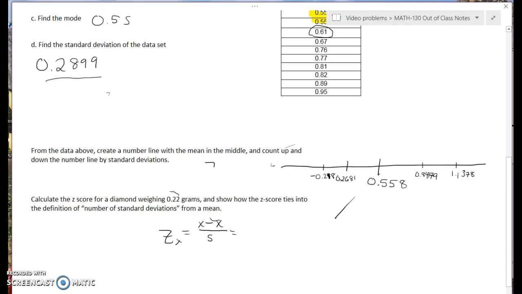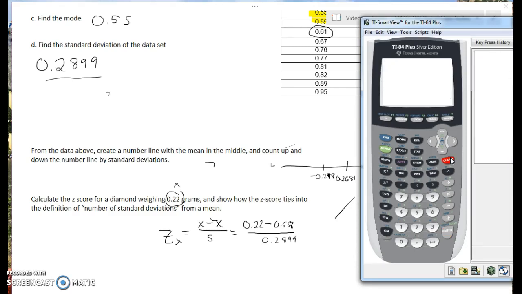So we're being asked to find a z-score for the number 0.22. So that's our x value. And we are going to subtract the mean, which is 0.558, from that. And then we're going to divide that by the standard deviation, which is 0.2899. I'm going to pull up my calculator and clear out what I have in there, and it's going to be 0.22 minus 0.558. Now you need to make sure you hit enter here and then divide by 0.2899.